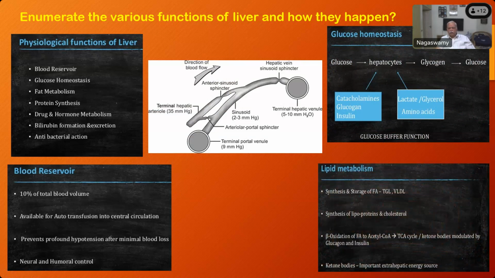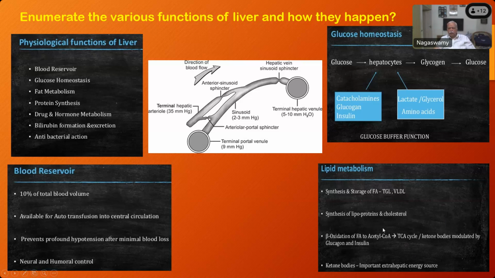And the third is lipid metabolism. Also synthesis and storage of fatty acids, triglycerides, VLDL, etc. Synthesis of lipoprotein and cholesterol is also done by hepatocytes. And beta oxidation of fatty acids leads to acetyl-CoA, which goes to the tricarboxylic acid cycle, and ketone body formation is induced by glucagon and insulin.